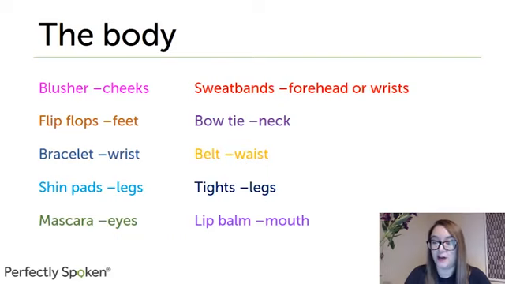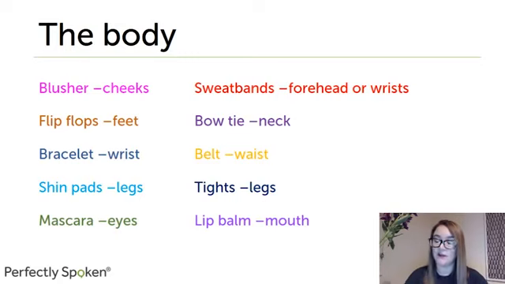Flip-flops are on your feet. They're a type of footwear, typically on the beach and definitely in the summertime or when the climate is very hot. Flip-flops are very popular because they allow your feet to breathe. They're not enclosed. Bow tie. This is around your neck. It's something men wear, perhaps to a very formal event. If they're wearing a dinner jacket, they might wear a bow tie.